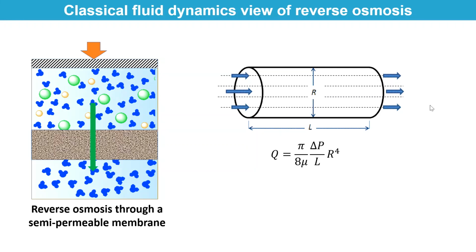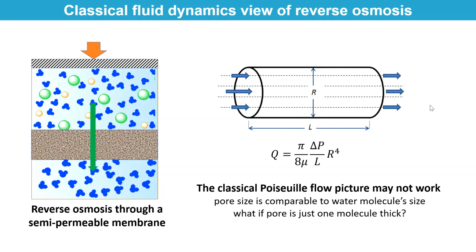Of course, one has to take this kind of prediction with a grain of salt, because whether the Poiseuille picture is actually valid here or not is an open question. For one thing, the pore size here must be comparable to the size of a single water molecule, and at this scale, it's questionable that the Poiseuille flow picture will still remain valid. Secondly, the classic theory would assume a very long pipe, but if the pore is very short, say as short as a single water molecule, then this equation may potentially get us into some kind of trouble.